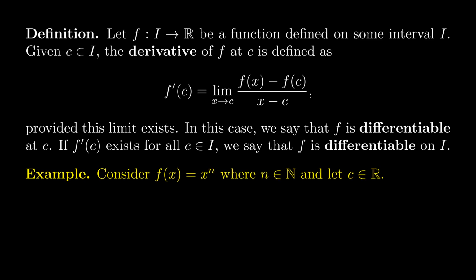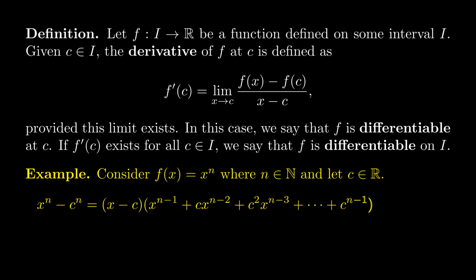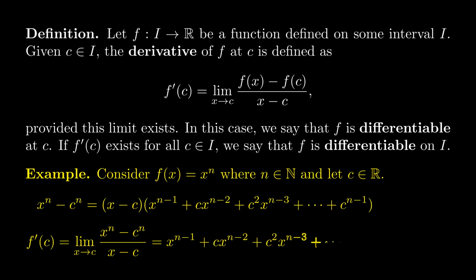Let's note this identity that x to the n minus c to the n could be factored as x minus c times this sum, and then we can calculate f prime at c as the limit as x approaches c of x to the n minus c to the n over x minus c. We can replace that numerator with our factorization and cancel since we know x is not equal to c. And then plugging in x equals c to each of the remaining terms, we have n copies of c to the n minus 1, or n c to the n minus 1.